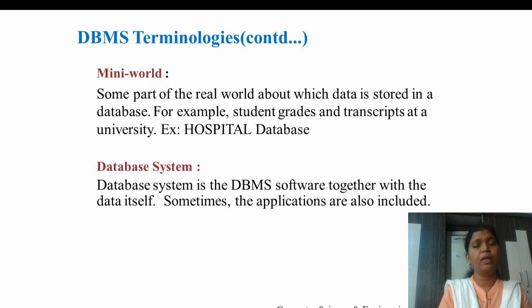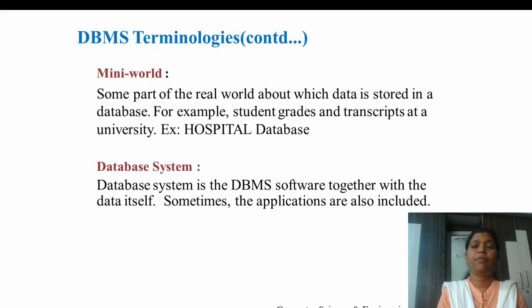We call it as what? Mini world. So for example, you take the hospital next door. You have some hospital database that is existing. I cannot have a fake database. I have patients who have entered. I have doctors working over there. I have many other people who are working in that hospital. So we term it as what? Hospital database.